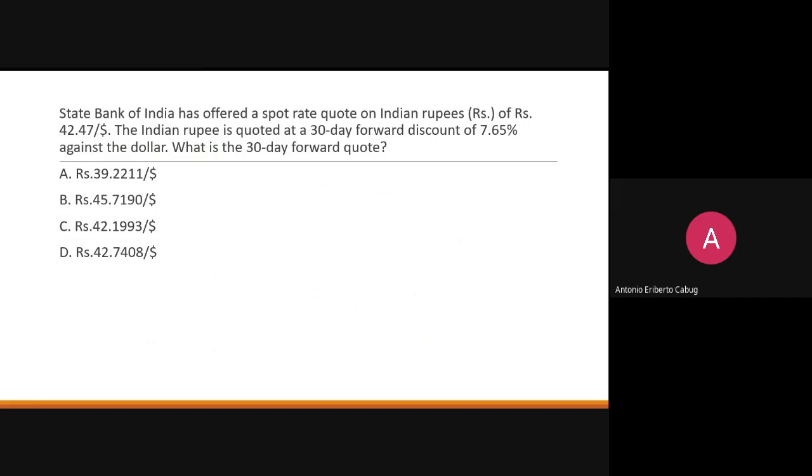Okay, this time, please be very careful. For this problem, I'll give you more time to think, 5 minutes. State Bank of India has offered a spot rate quote on Indian rupees: 42.47 rupees per dollar. The Indian rupee is quoted at a 30-day forward discount of 7.65% against the dollar. What is the 30-day forward quote?